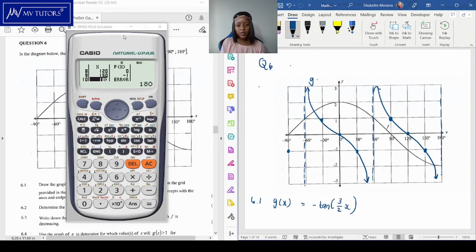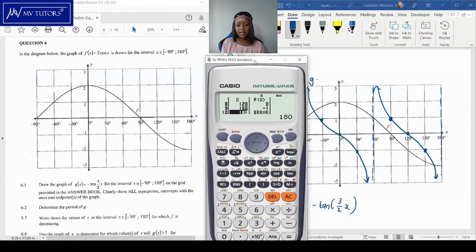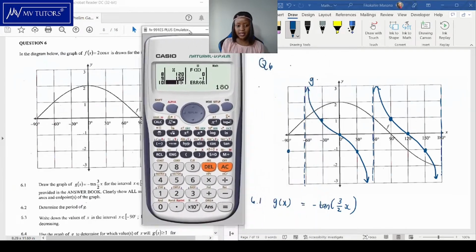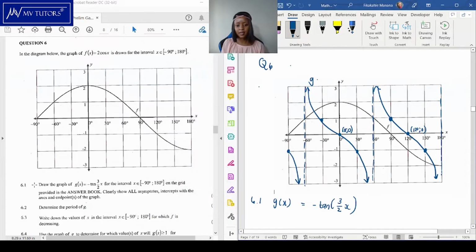Cool. So what do they want us to indicate? Clearly show all asymptotes and intercepts with the x's. So we have 0 and 0, and then we have 120 and 0. What other intercept do we have? None. Oh my goodness, I forgot to draw this last portion here. Okay, so I think we're good with the graph.